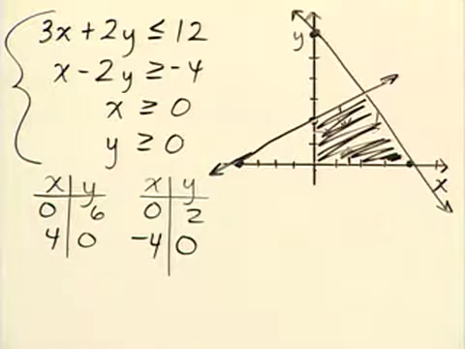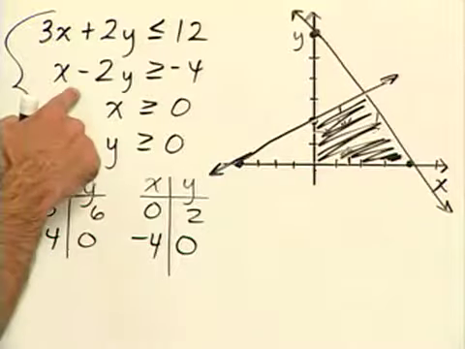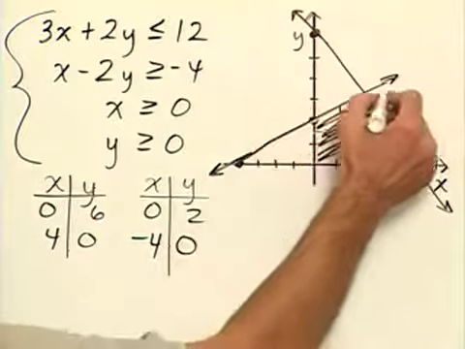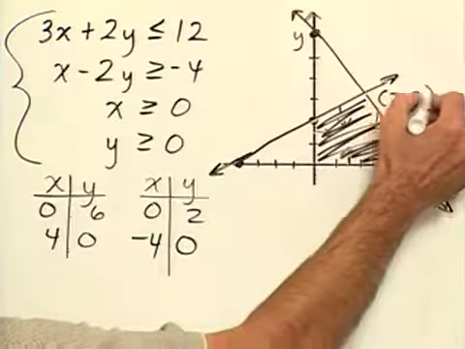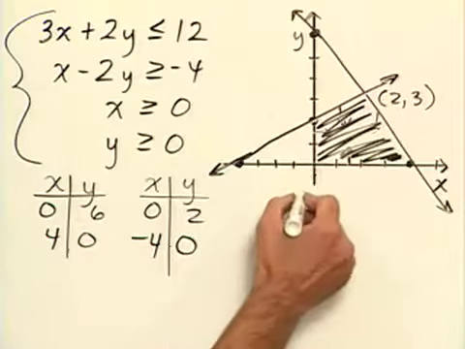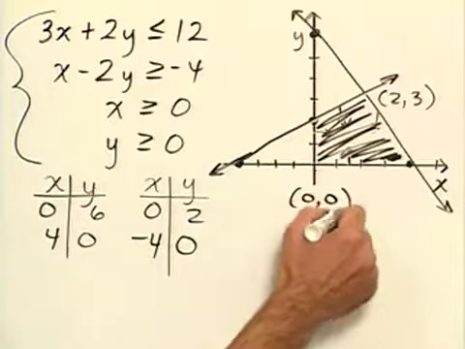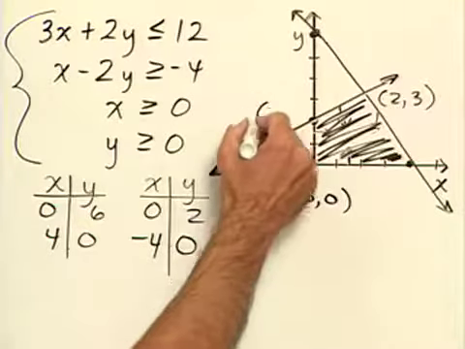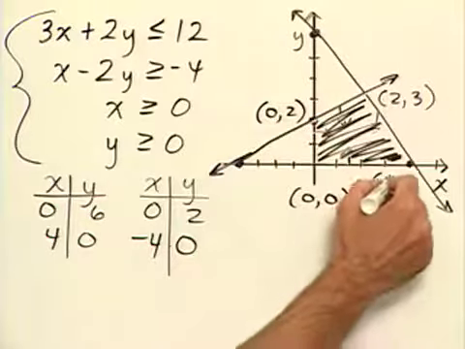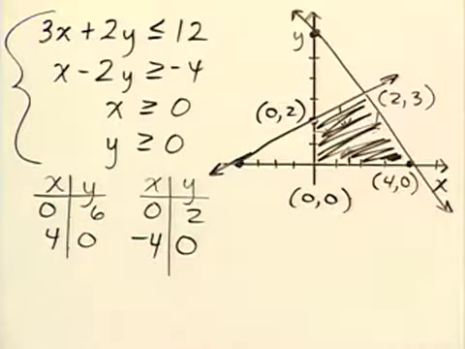If we take the first 2 equations and solve that system, we would have the corner point here as (2, 3). And the other corner points we can get just by where they are on the graph. This corner point is the origin, which is (0, 0). This corner point was (0, 2). And this corner point was (4, 0). There is my solution with all the corner points labeled.